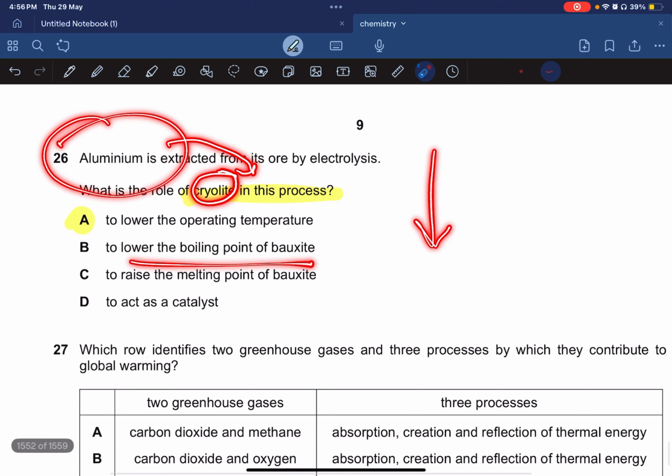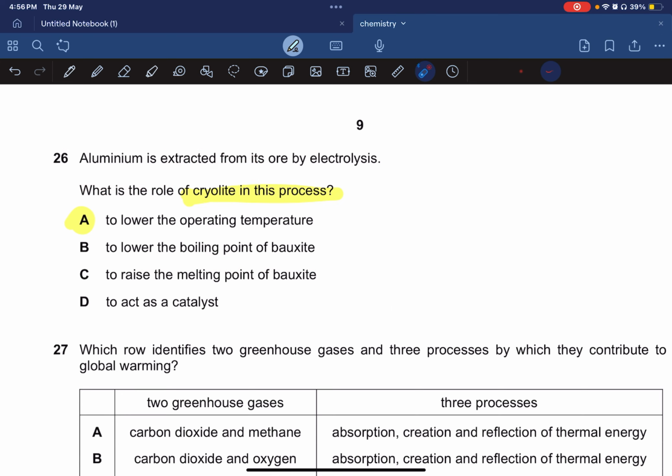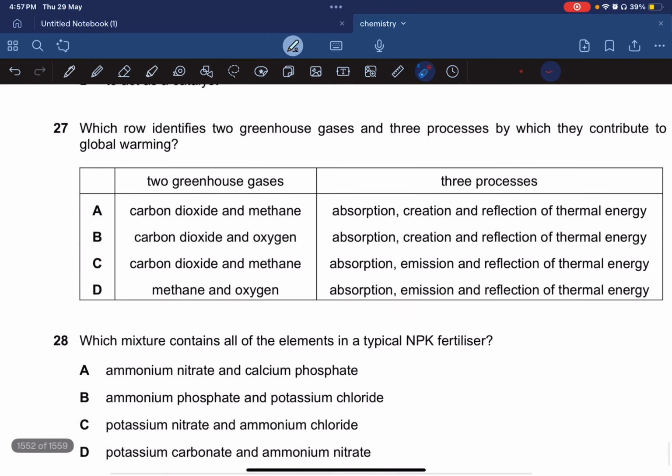To lower the boiling point of bauxite? You never want to boil it. Why would you want gas? You're just dealing with liquid. To raise the melting point? No, you want to lower the melting point. To act as a catalyst? No. Why would you need a catalyst in electrolysis?